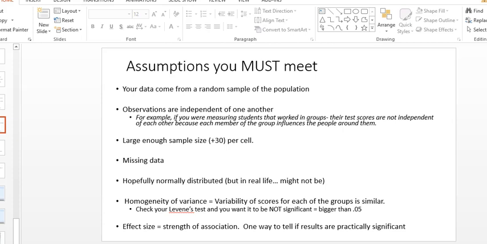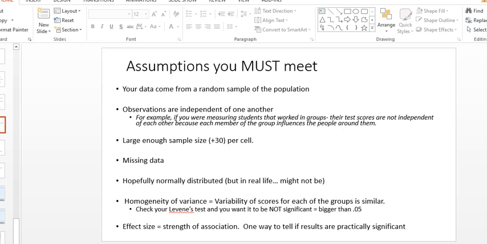Homogeneity of variance. So the variances for each score of the group need to be similar to each other. And there's actually a test in the t-test, Levene's test, that will look at this for you. What's important here is that you want your Levene's test to be not significant, which is bigger than 0.05.